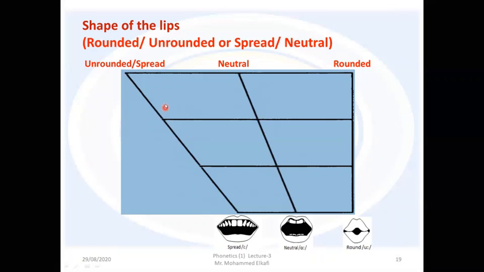And in case the sound comes from the front part of the tongue, the shape of the lips will be spread, as we said, spread or even unrounded, that means not rounded. So we have three shapes of the lips: rounded, spread or unrounded, or neutral.